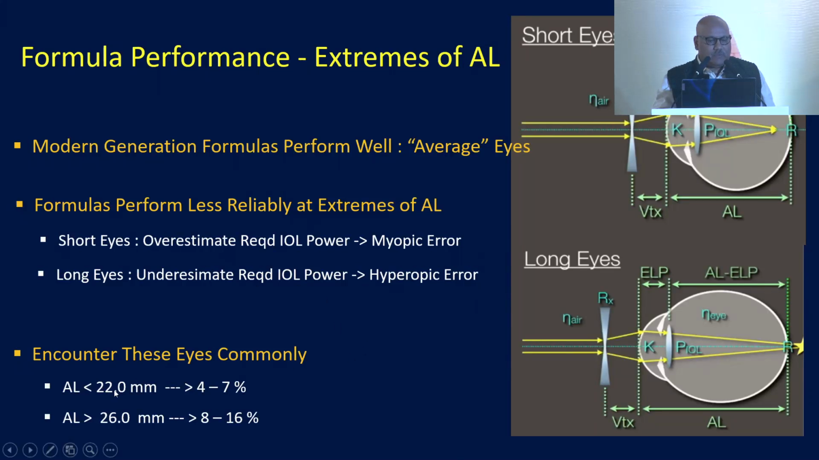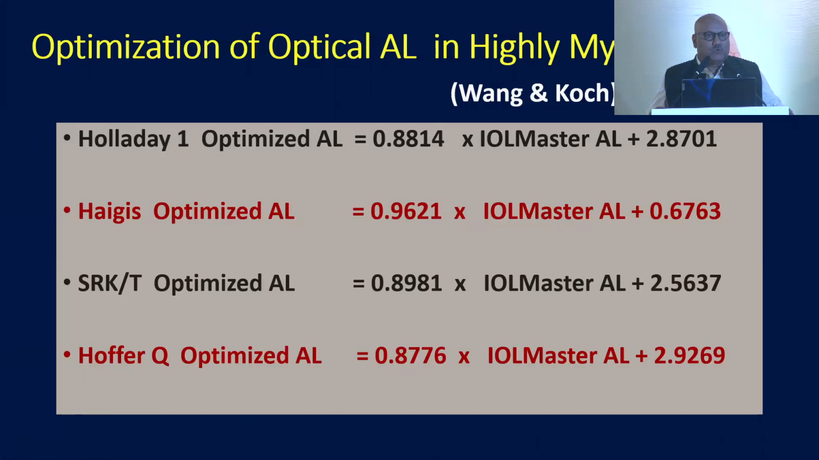See, patients with axial length less than 22 millimeters are seen in about 4 to 7% of patients, and more than 26 millimeters axial length are seen in 8 to 16% of our cataract patients. So if you are measuring the axial length using ultrasonic biometry, and you are using these traditional formulas, Holladay 1 or Hoffer Q, SRK/T, and if I measure the axial length using optical biometry, it usually overestimates the axial length.